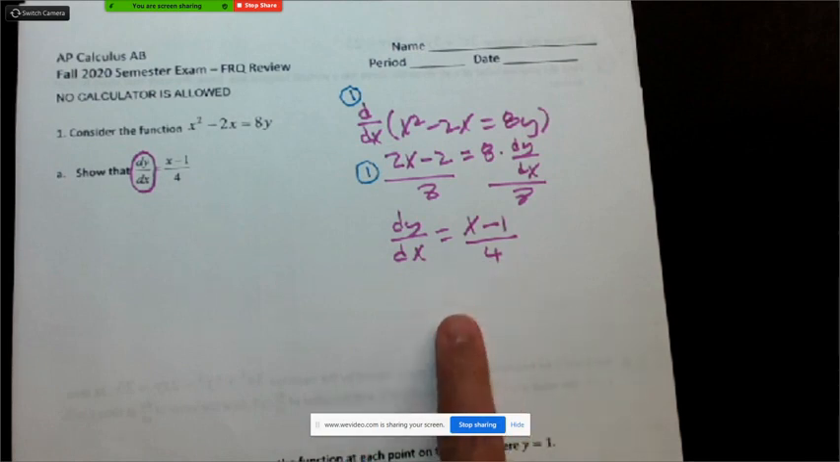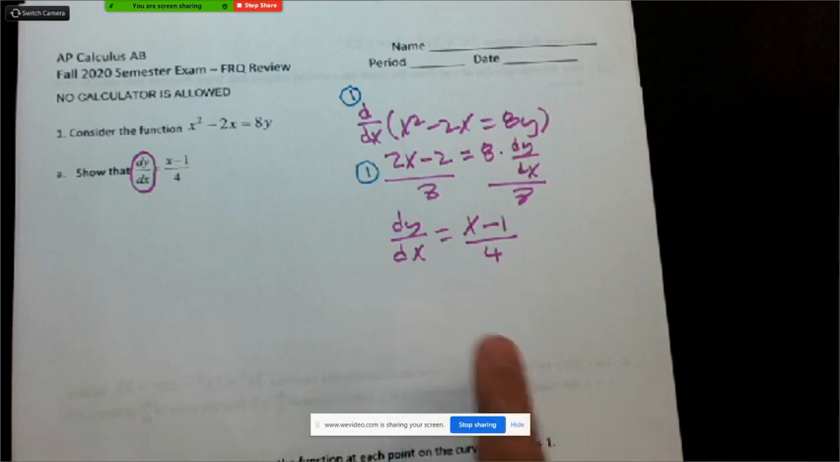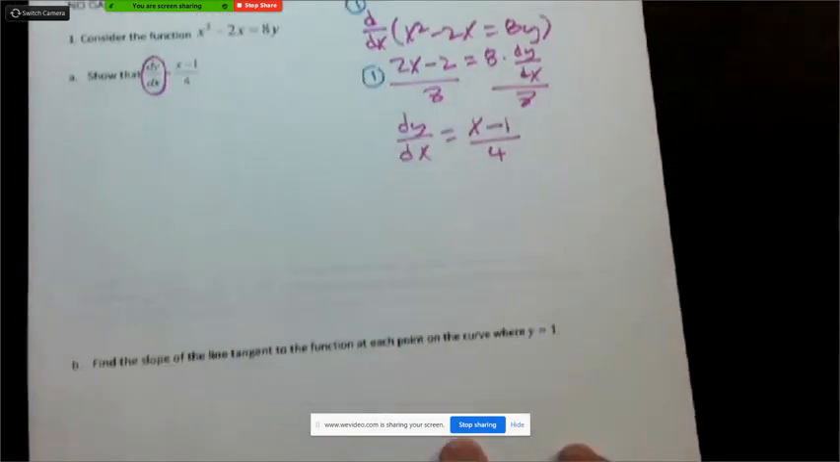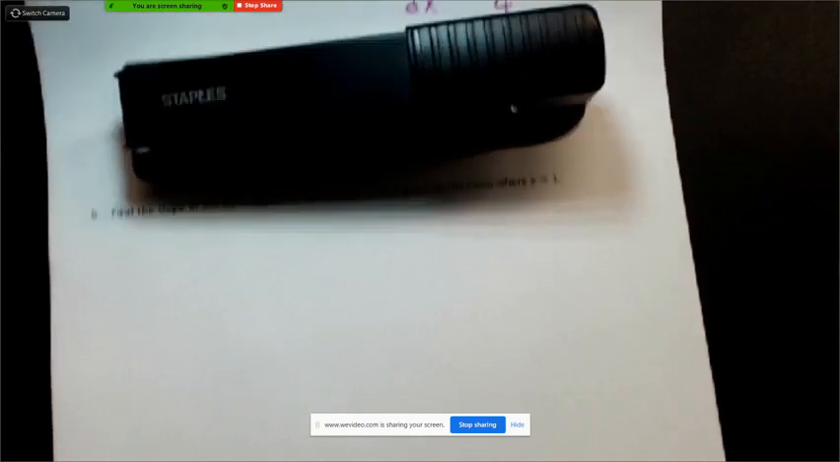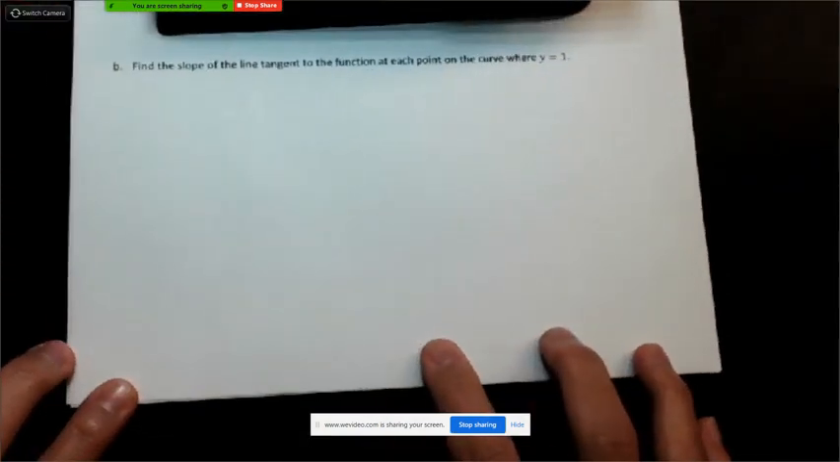So can everybody do this tomorrow? Not tomorrow, the next day? Yep. All right. Moving on. Let's go to part B. On part B, Aiden, go ahead and read that out loud, please.